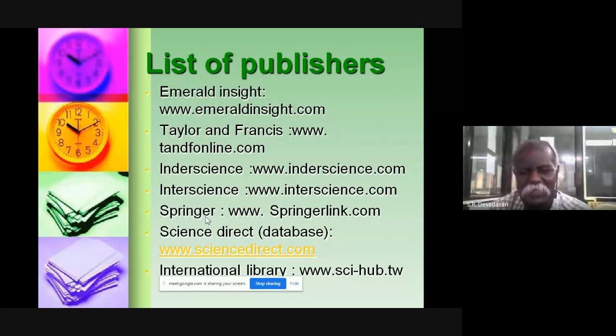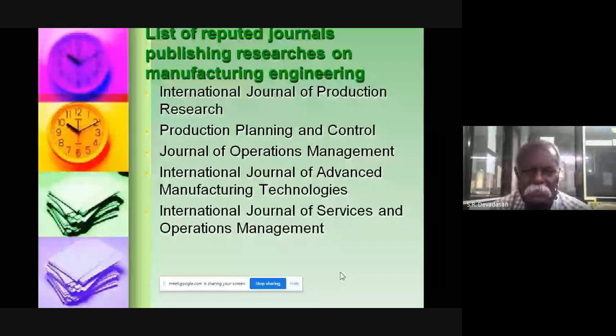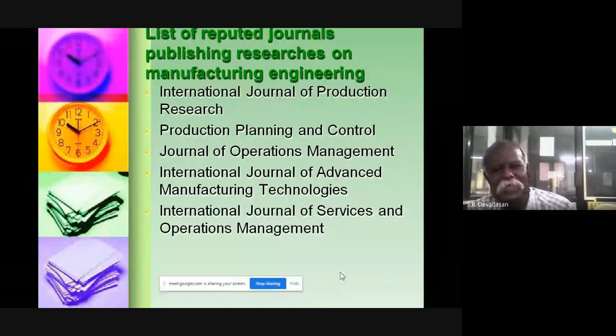Now, thanks to the availability of this international library, the full text of many papers is actually made available. So these are some of the reputed journals in which we should try to publish. Currently, most of the journals are edited and managed by academic people like us. So theoretical knowledge gets dominated in those particular journals.